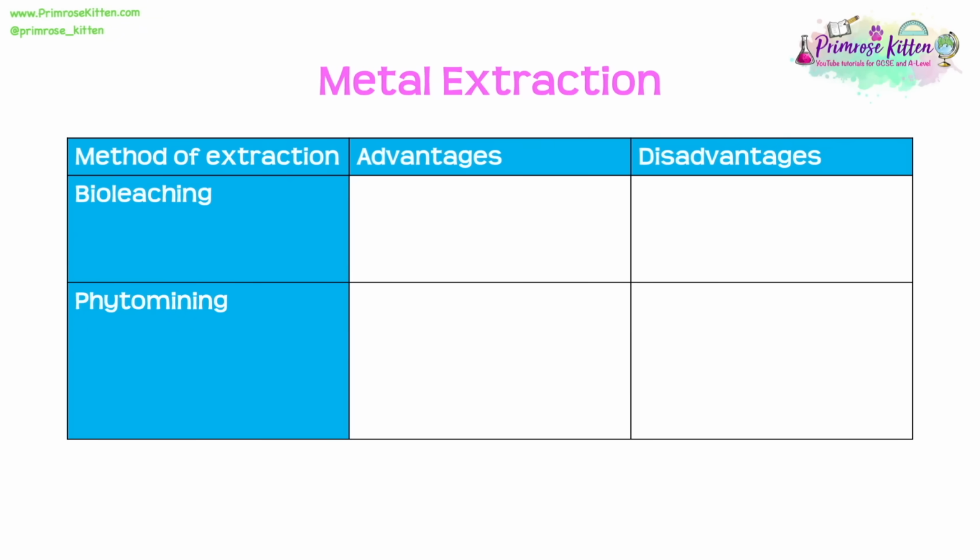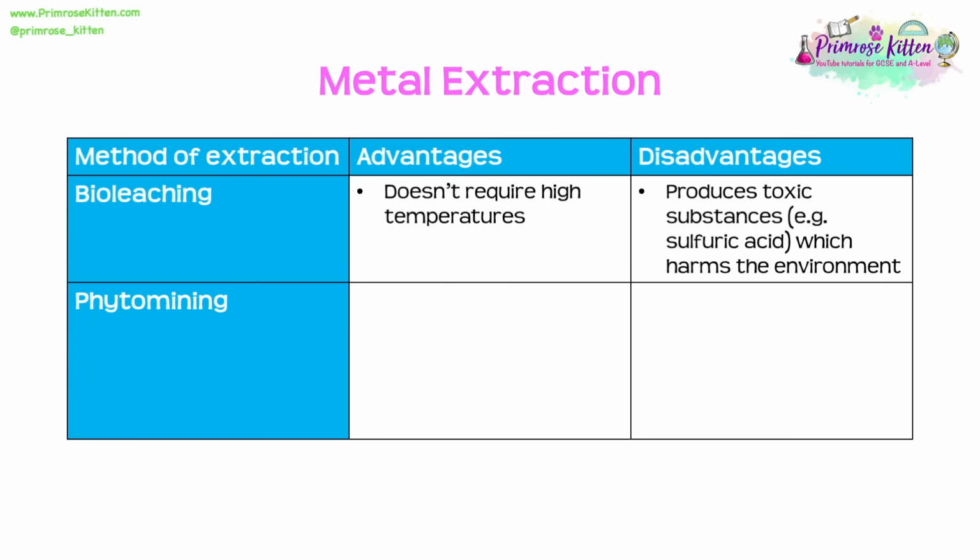We need to make sure we can compare the processes of bioleaching and phytomining and know what the advantages and disadvantages of them both are. So bioleaching has a great advantage of not requiring any high temperatures. However, it does produce some toxic substances such as sulfuric acid, which can be harmful for the environment.